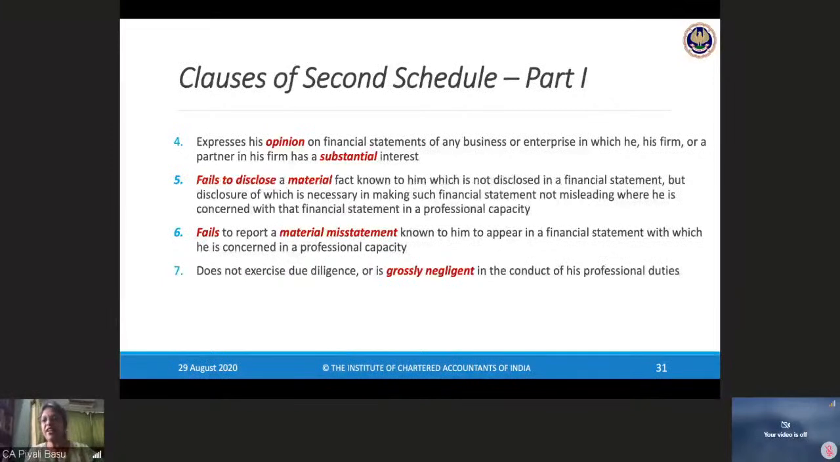Okay, so that's clause 5. Now clause 6 talks about the financial statement being misstated, and materially, which the auditor comes to know during the audit.